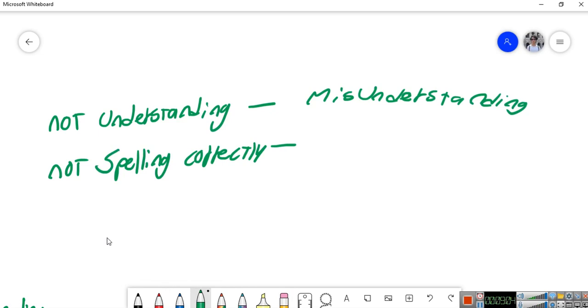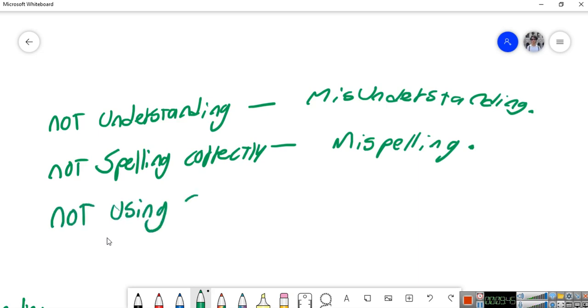Sería no spelling correctly. Sería un, unspelling correctly. You got it. Well, you are very close. It's actually misspelling. Ah, miss, sí. But you got the idea. I'm happy for that. How about, let me think about another example. Not using correctly. Which one do you think is the positive construction?